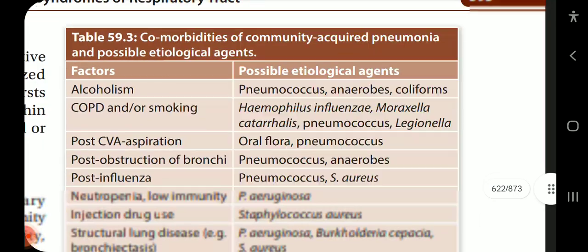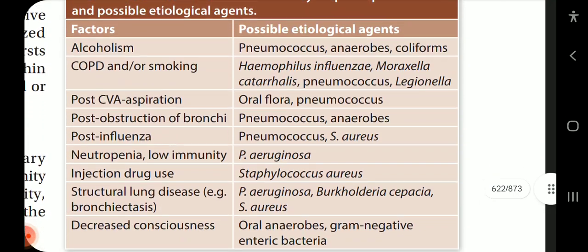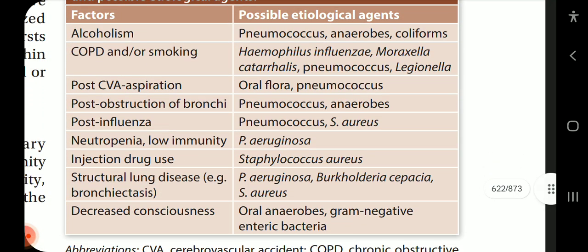Now some comorbidities of community-acquired pneumonia. Factors: alcoholism, agents are Pneumococcus, anaerobes, coliforms. COPD and smoking, agents are Haemophilus influenzae, Moraxella catarrhalis, Pneumococcus and Legionella. Post-CVA aspiration, agents are oral flora and Pneumococcus. Post-obstruction of bronchi, agents are Pneumococcus and anaerobes.